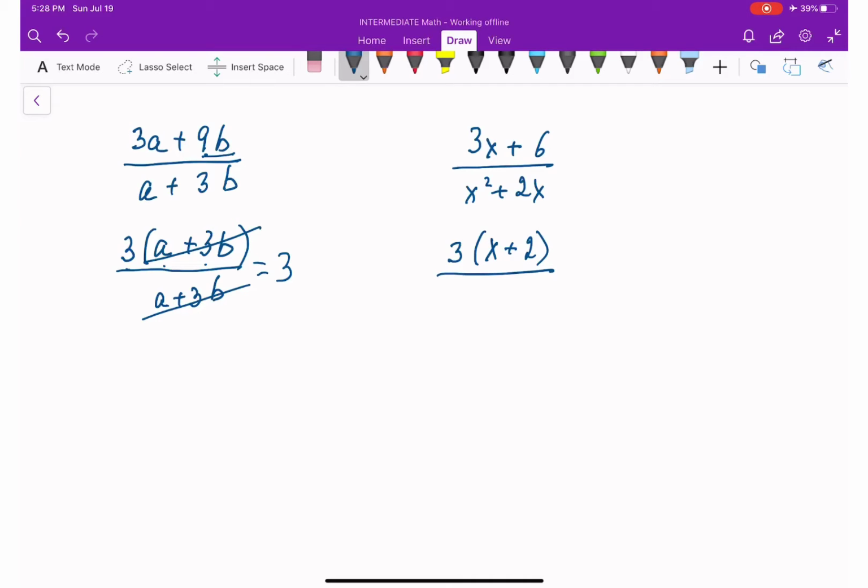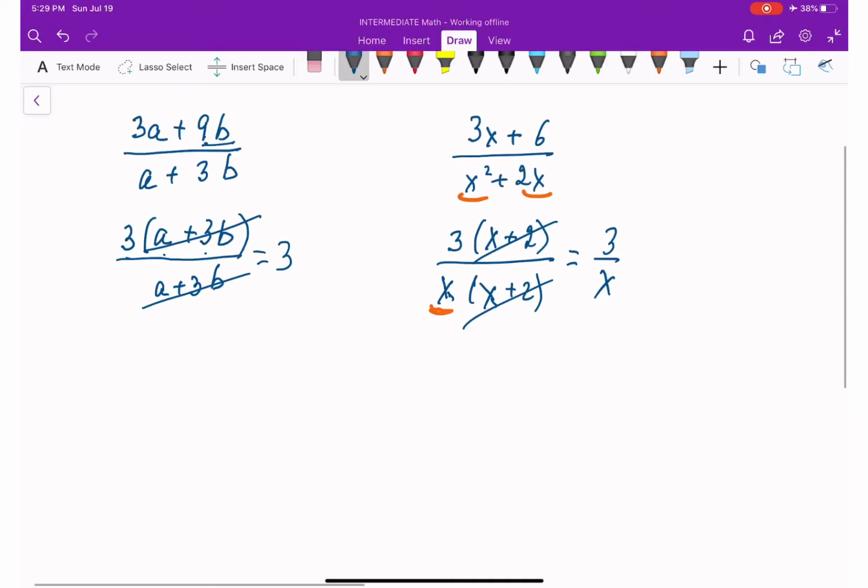In the denominator, x squared plus 2x, common factor is x. If I take x out, so x squared divided by x is going to be x, right? And 2x divided by x, it's going to be 2. So x plus 2 are canceling, and we get the answer 3 over x. Okay, next one.